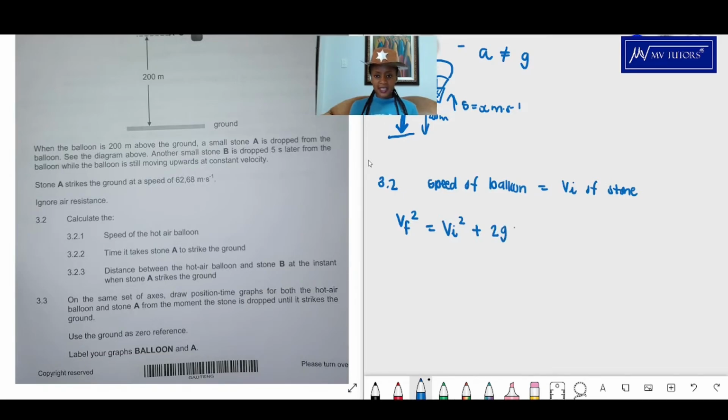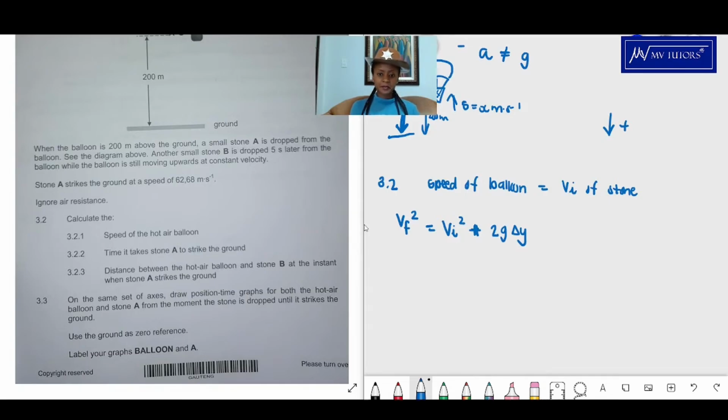Which direction am I going to take as positive? I like choosing downwards as positive simply because most people choose upwards as positive, so let's go the other way. Also, because gravity is always acting down, I can use a plus here instead of a minus. So I can use a plus.